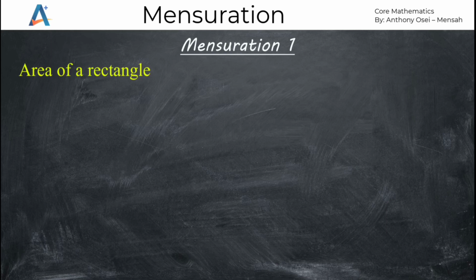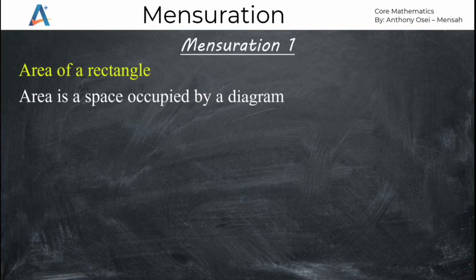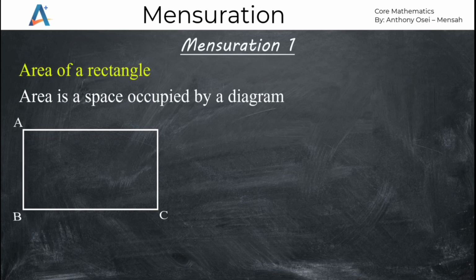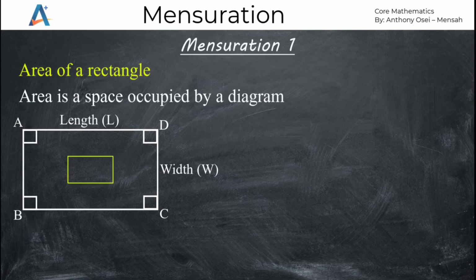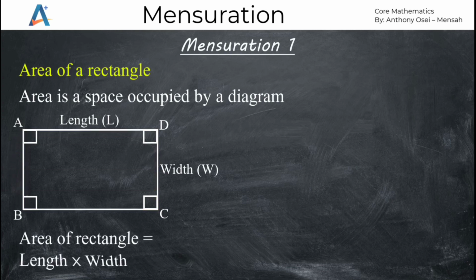Don't forget that from the introduction of Mensuration 1, we realized that area is the space occupied by the diagram. Once you've drawn this rectangle ABCD, this is a rectangle with 4 sides, you realize that it has covered a part of this space. Now the space it is occupying is what we call the area. The area of a rectangle is therefore given as length times width. So area of rectangle equals length times width in terms of the formula.